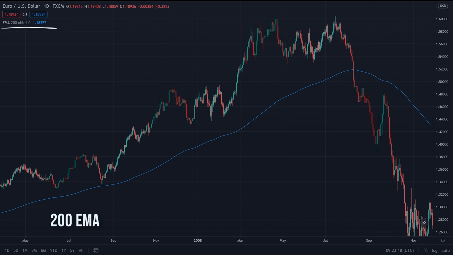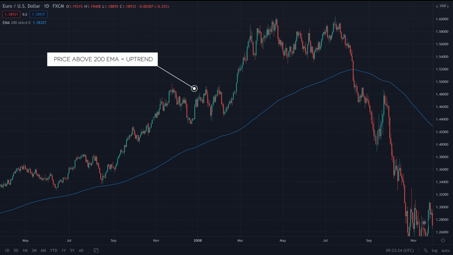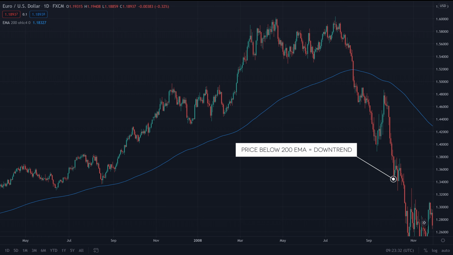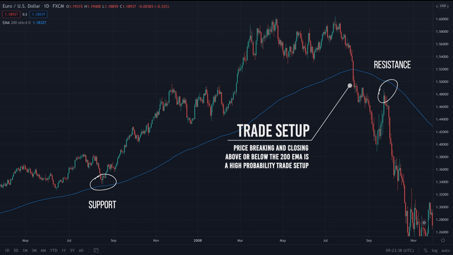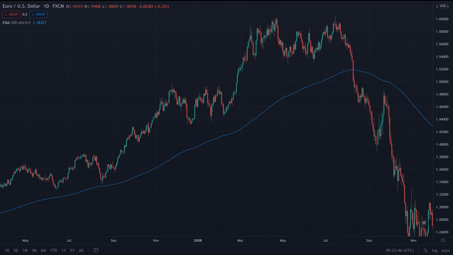The second way to identify a trend is by using the 200 EMA. When price is above the 200 EMA, we are in an uptrend, and when price is below the 200 EMA, we are in a downtrend. In an uptrend, the 200 EMA will act as support, and in a downtrend, it will act as resistance. Price breaking above or below the 200 EMA and closing above or below it can be a great opportunity to enter a long or a short trade.